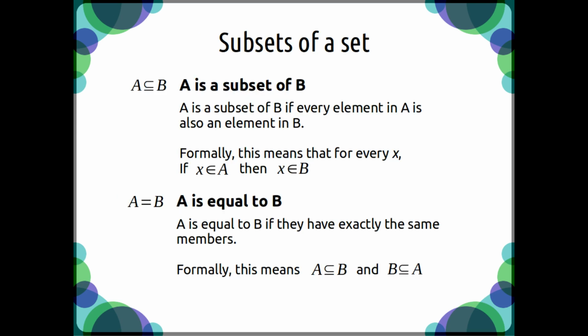We will also be talking about subsets of a set. So using this notation, we can say that A is a subset of B, which means that every element of A is also an element in B. We can also write this formally as, for every x, if x is in A, then x is also in B. We can also say that A is equal to B, and this essentially means that A is a subset of B, and B is a subset of A.